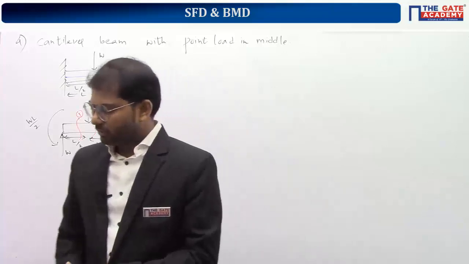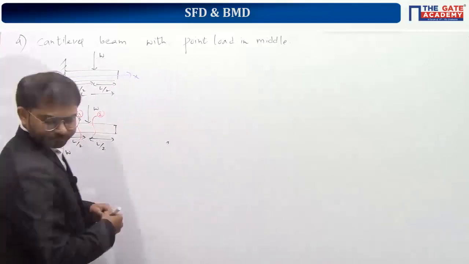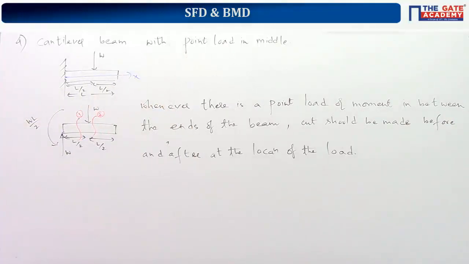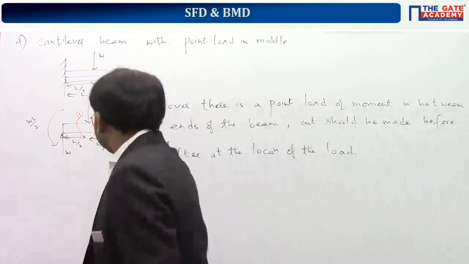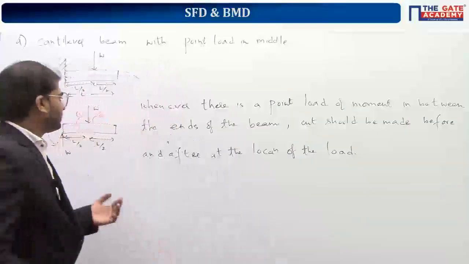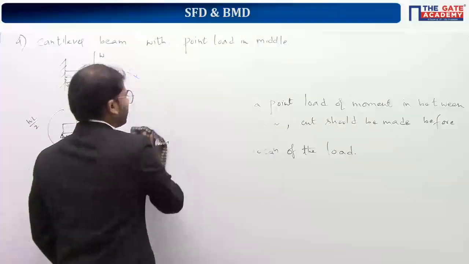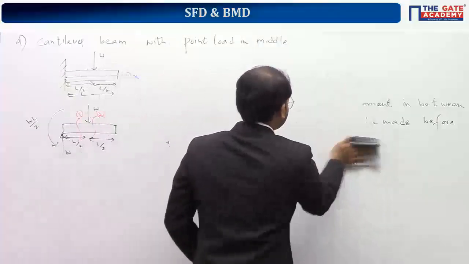Any doubts? I'm writing the statement. You can copy. Kindly write down clearly. This step is very crucial whenever you see a point load or point moment in between the ends of the beam. So you understood that for this example we have to do multiple cuts: one cut before the application of load and one cut after the location of the load.